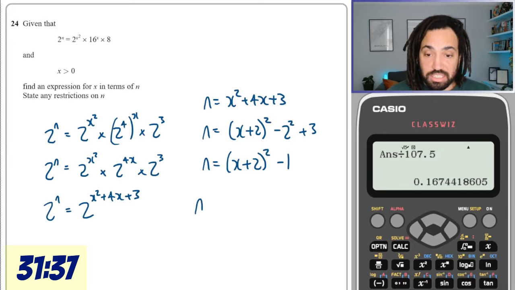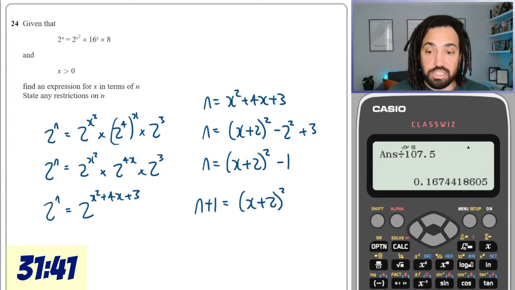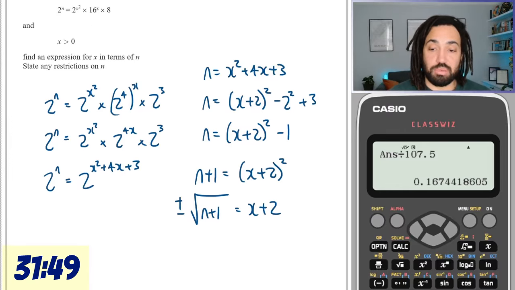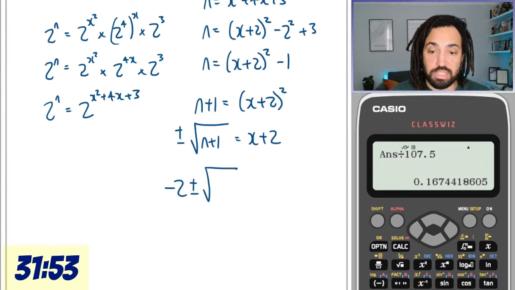We now need to make x the subject. So we're going to move that over to this side. We're going to square root. When we do so, we do get plus or minus. And then finally, we're going to minus the 2 over. So it's minus 2 plus or minus the square root of n plus 1 is equal to x.